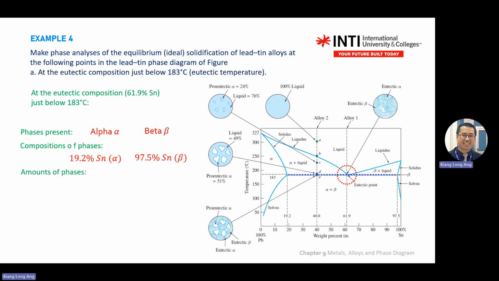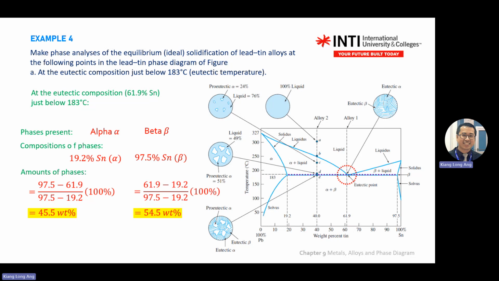Okay, the third one, amount. You need to calculate a little bit. Amount, you already know the lever rules, right? This one is the opposite one. Here to here, the total length is here lah. If you calculate this to this, you find beta. This to this, you find alpha. Same lever rules. The equation is direct. So to find alpha, actually it's here to here. So you take 97.5 minus 61.9 divided by the total length times 100%. Alpha, you get 45.5. Beta, you can do the same procedure or you can straight away take 100% minus this one. You get 54.5%. Okay?